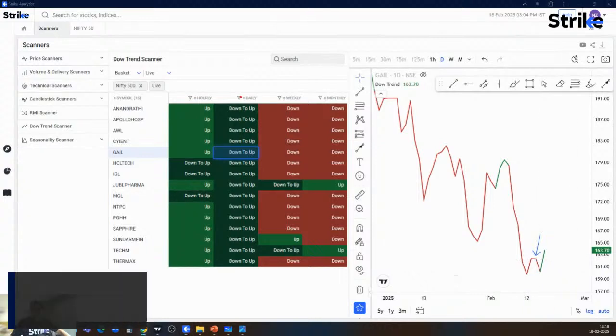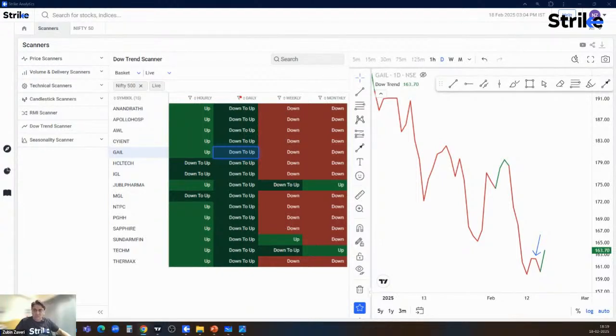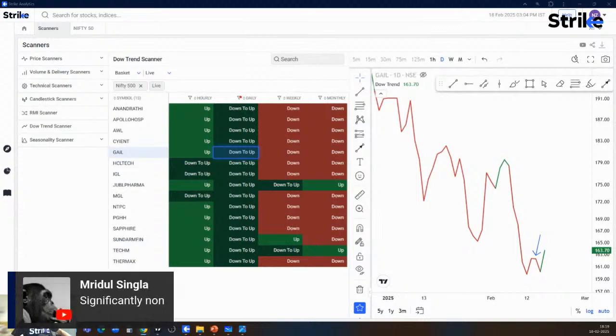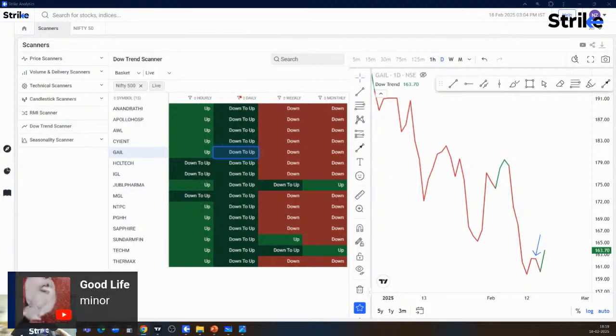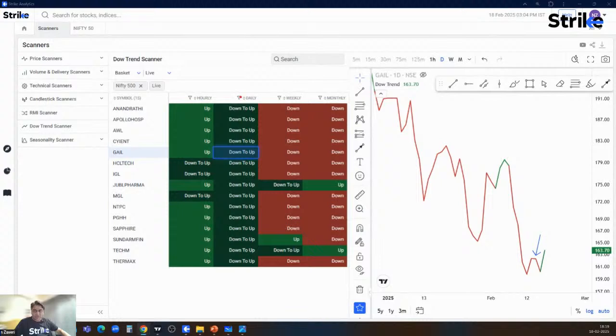It's a minor top, Deepak ji. Okay. Mridul, what does non mean? Significantly non, I did not get. Is it major or minor? It's not significant. Okay, it's not significant. That means it is a minor trend. Absolutely right. So now, since it is a minor trend, we may not go for it.